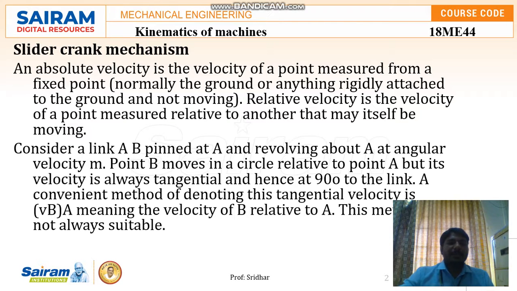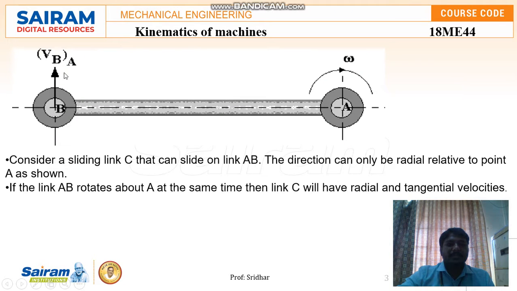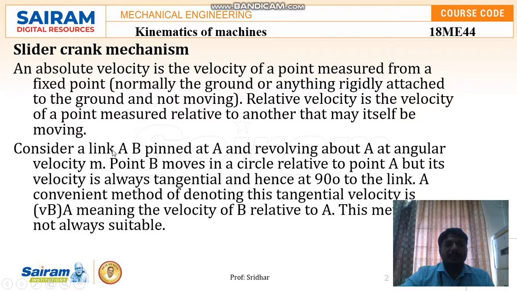Considering a link AB and a pin at A, where one point is fixed and one is moving. Considering a link AB pinned at A and revolving about A at an angular velocity, point B moves in a circle relative to point A, but its velocity is always tangential and at 90° to the link. A convenient method of denoting this tangential velocity is Vb/a. That is the meaning of the velocity of B relative to A.